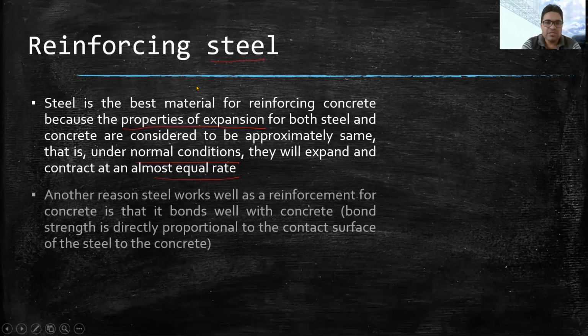Another reason for using steel in the concrete is that it makes a good bond with the concrete. Well, for this, we need to understand that bond strength is directly proportional to the contact surface of the steel to the concrete. So we try to make steel bars, basically reinforcing steel bars, such that they offer greater contact surface area to the concrete, so that it can adhere to the surface of the steel and make a proper bond.